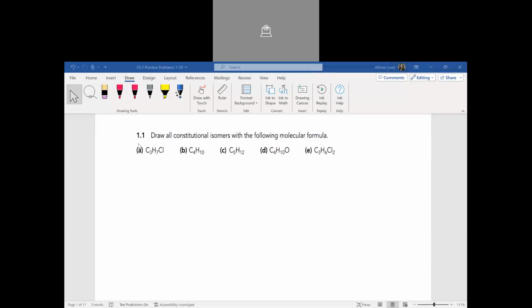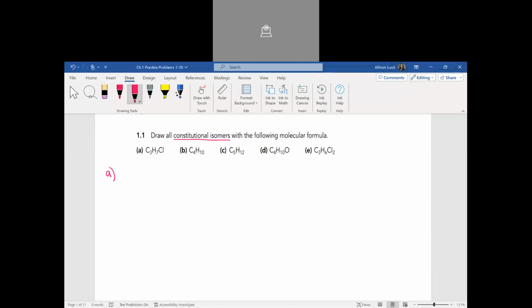The first problem from Chapter 1, 1.1, asks us to draw all of the constitutional isomers with these molecular formulas. So constitutional isomers are what we're looking for. If you recall, that means that we're going to have some different connections of our atoms, so they're going to be bonded in different ways. We're going to figure out what the total number of different ways we can connect these atoms will be.